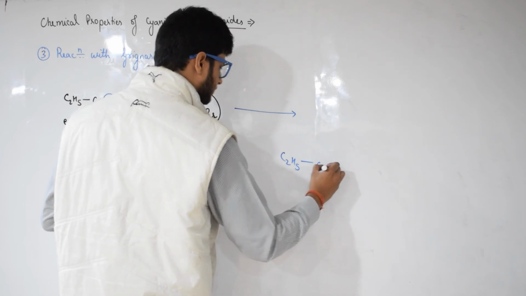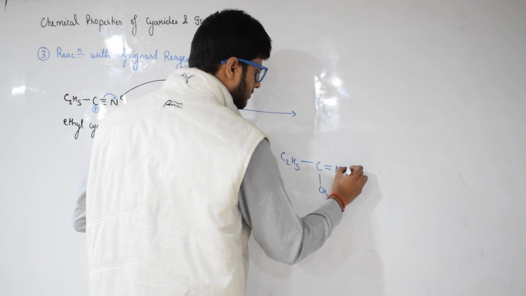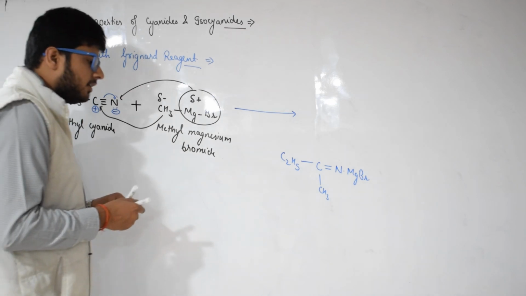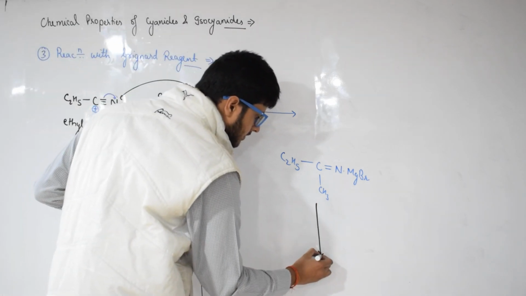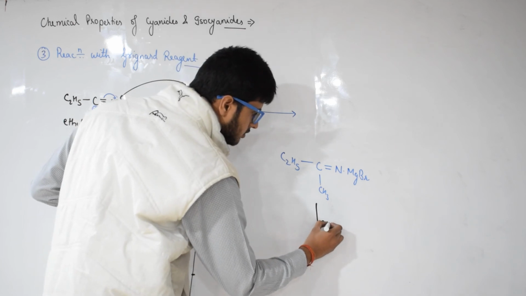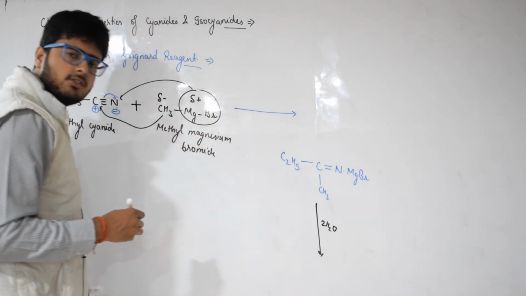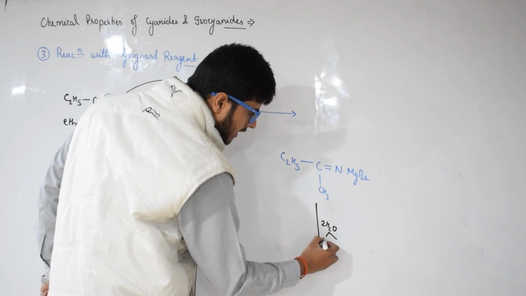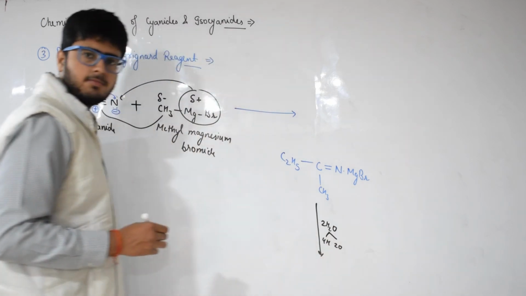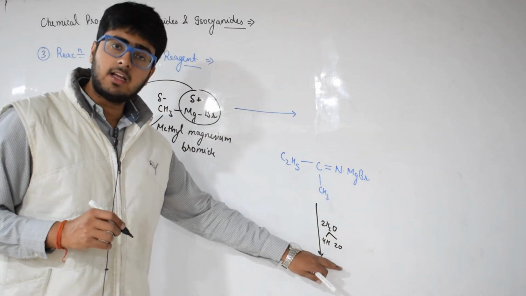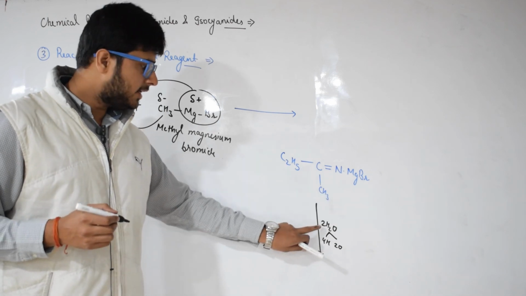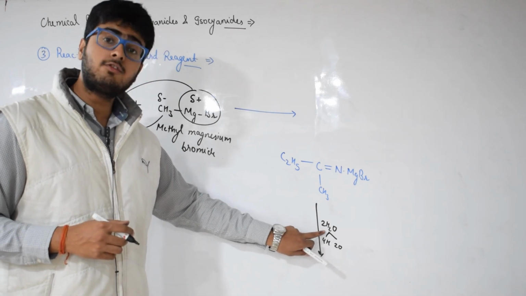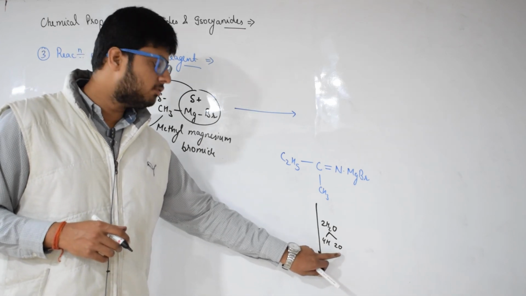N, MgBr. Formation of this step would take place, and when it is further acid hydrolyzed, we need excess of water molecules, that is 2 molecules of water. When we have 2 molecules of water, we have 4 hydrogen atoms and 2 oxygen atoms.